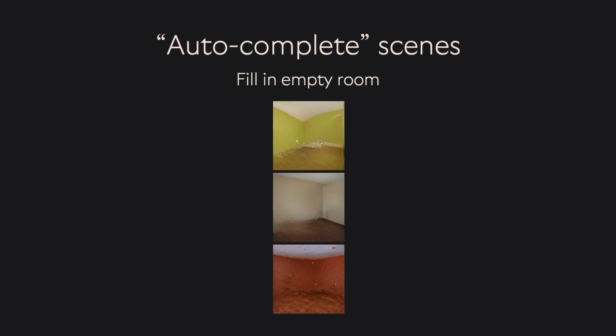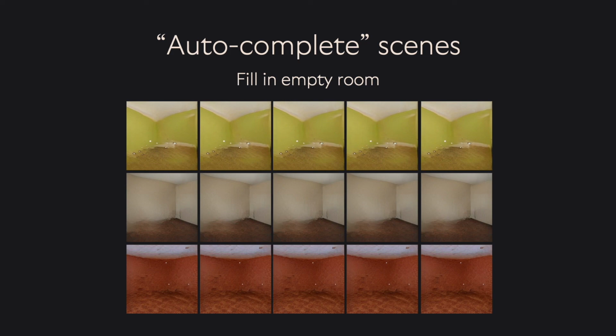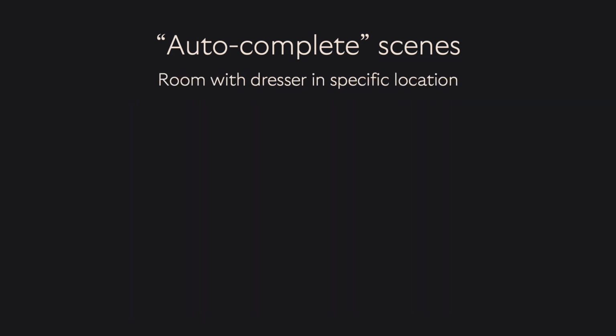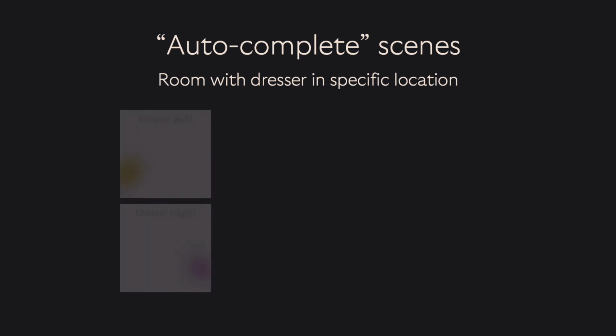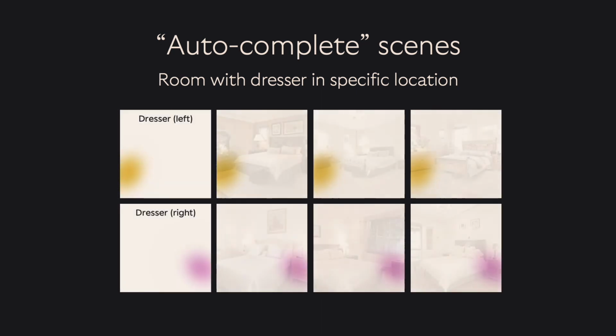Finally, we can use our model to perform various conditional scene generation tasks, a functionality we call scene autocomplete. For example, given an empty room in the form of a background feature vector, our model can generate compatible arrangements and styles of objects to furnish the room. We can also generate different rooms with objects at user-specified size and location, as we show here.